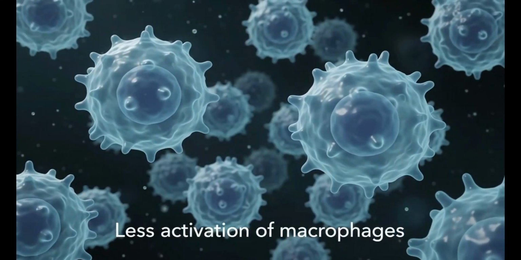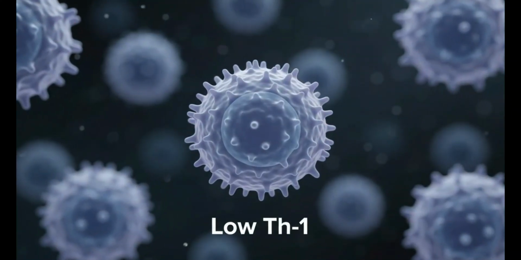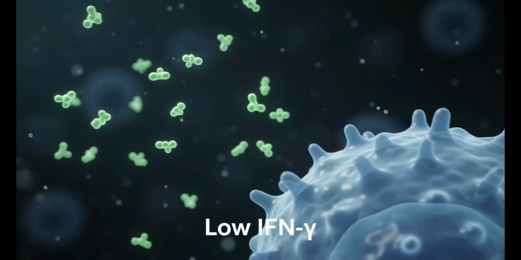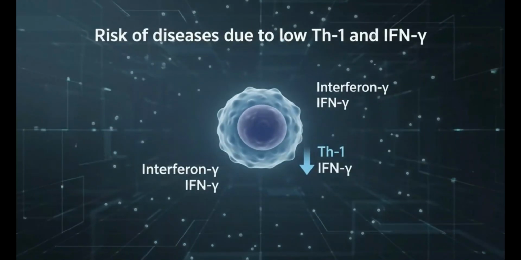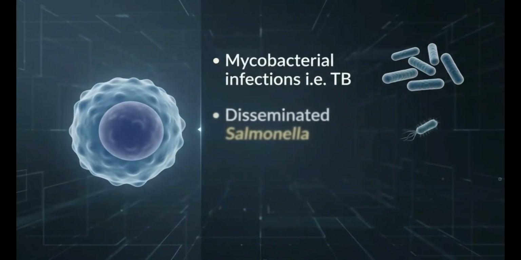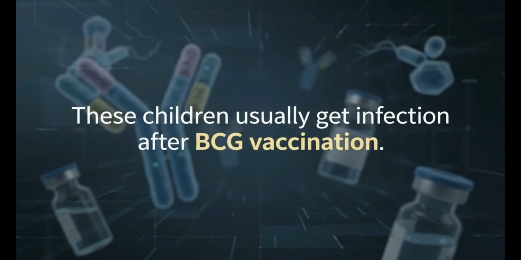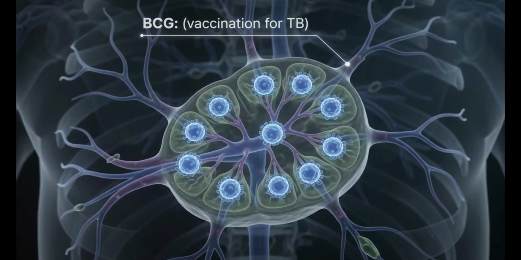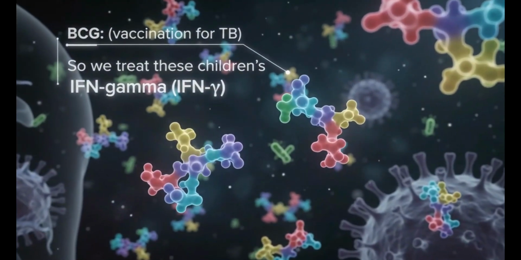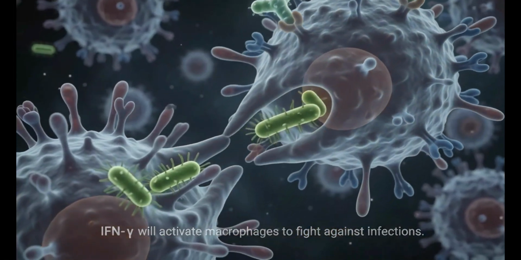So there is less activation of macrophages. So low Th1 and low IFN gamma. Risk of diseases due to low Th1 and IFN gamma include mycobacterial infections, i.e. TB, and disseminated salmonella. These children are at risk from BCG vaccination for TB. So we treat these children with IFN gamma. IFN gamma will activate macrophages to fight against infections.